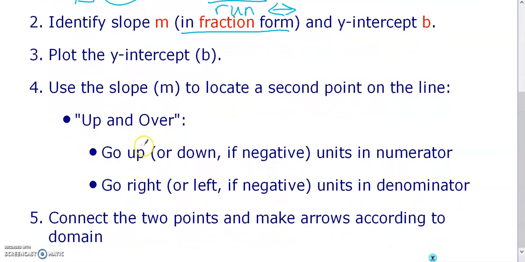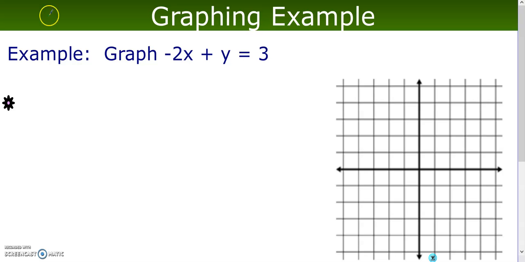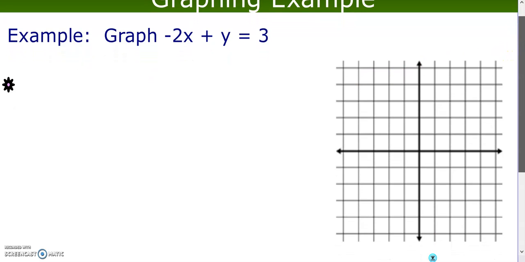If our slope is positive, we're going to go up and to the right. If it's negative, we can go down and to the right. We'll connect all of the points we have and make a line.